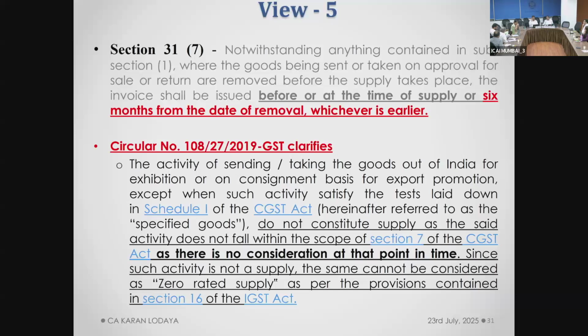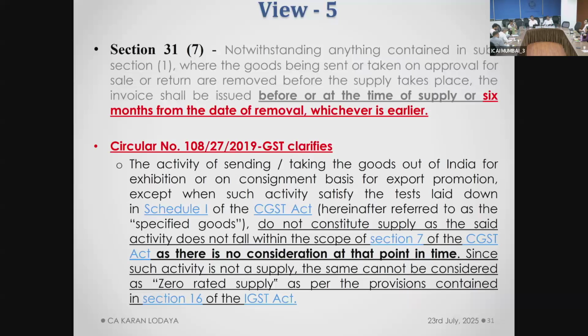Sir, only one thing. There is one section in this. Rule 31(7) is there, which states that notwithstanding anything contained in sub-rule 1, where goods have been sent or taken on approval for sale or return, or removed before the supply takes place, the invoice shall be issued before or at the time of supply or 6 months from the date of removal, whichever is earlier. So government is putting a restriction कि 6 महीने में तो आपका इनवॉइस बन जाना चाहिए, if you are sending goods on approval.